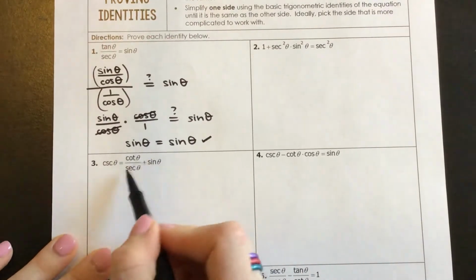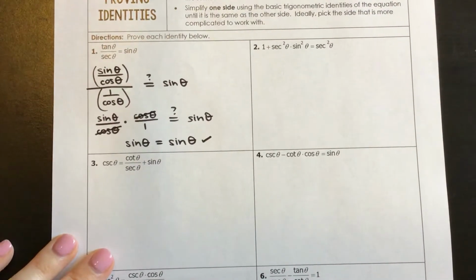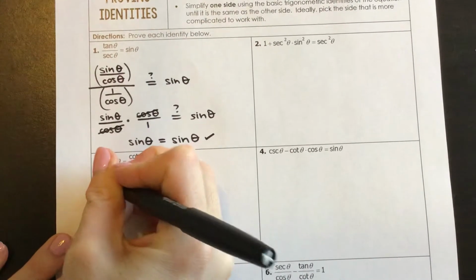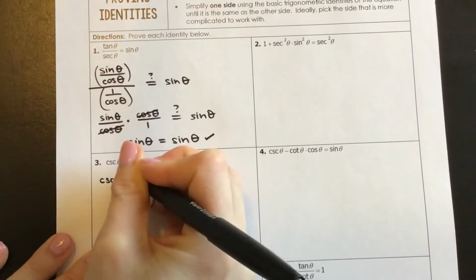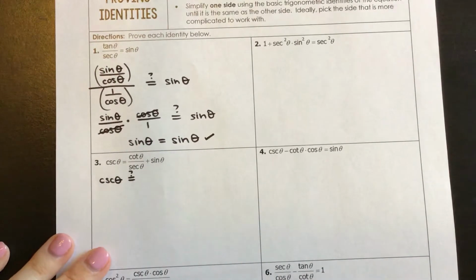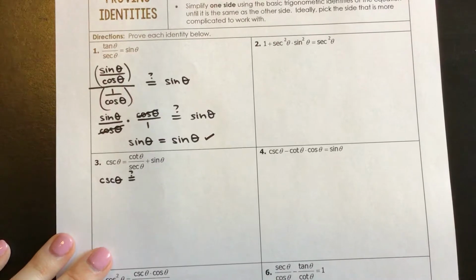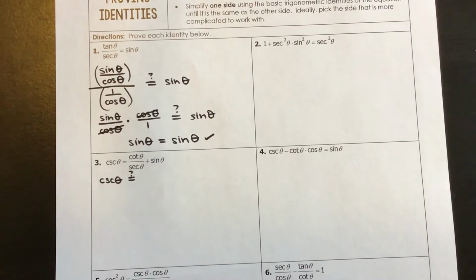Let's look at number 3. Number 3, the right-hand side appears visually to be a little bit more complicated than the other side. So I am just going to keep my left-hand side the way it is. We want to see if it equals that right-hand side. Cotangent, you can think of as the reciprocal of tangent, but it's usually better to get things in terms of sine or cosine if we can.